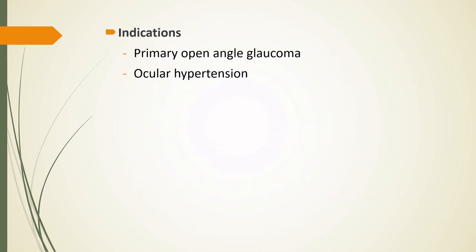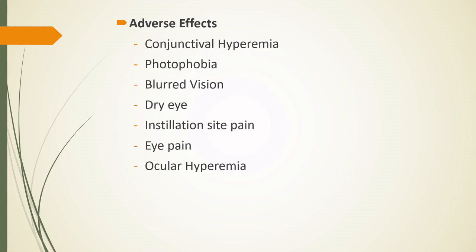Now, what are the indications of this drug? We can use this drug primarily in the treatment of primary open angle glaucoma as well as in the treatment of ocular hypertension. The adverse effects: the most common adverse effect associated with this drug is the development of conjunctival hyperemia. Other than that, it can cause photophobia, blurred vision, dry eye, instillation site pain, eye pain as well as ocular hyperemia.